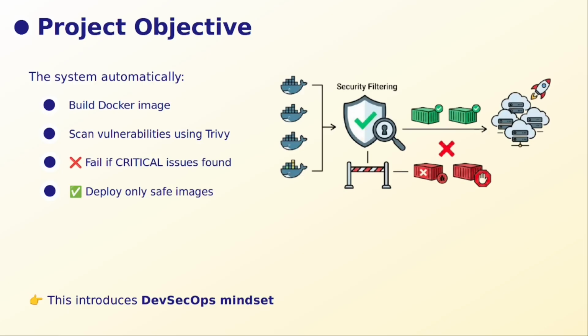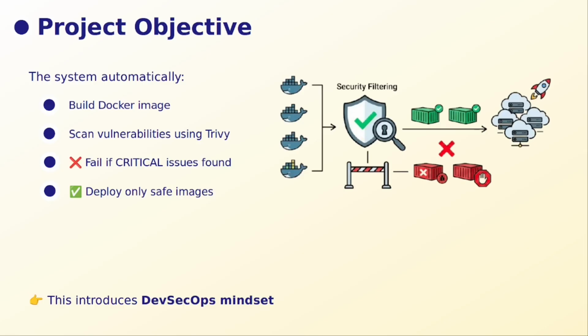Project objectives. Why this project? Now let's understand the purpose of this project. In traditional development, security is often checked at the very end. This is risky and inefficient. In this project, we introduce a DevSecOps approach, where security is integrated into the pipeline from the beginning.